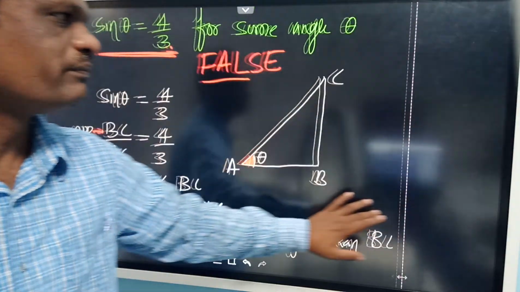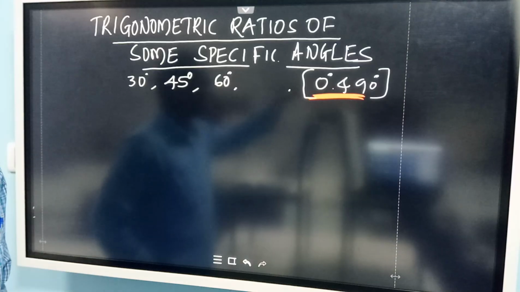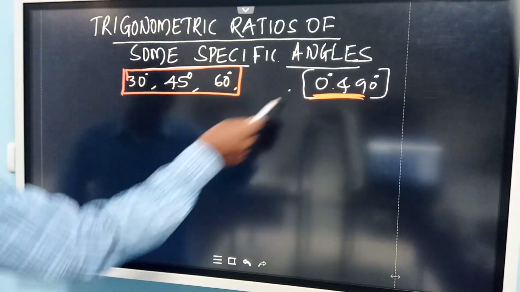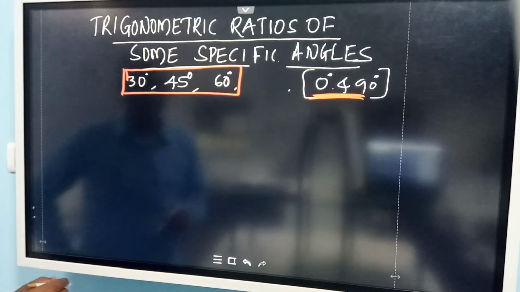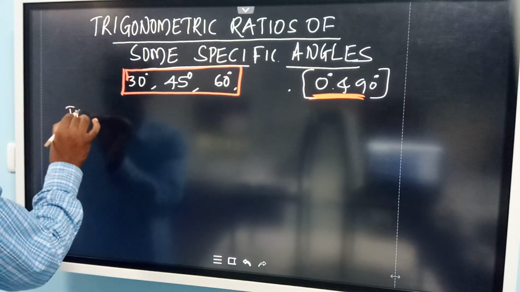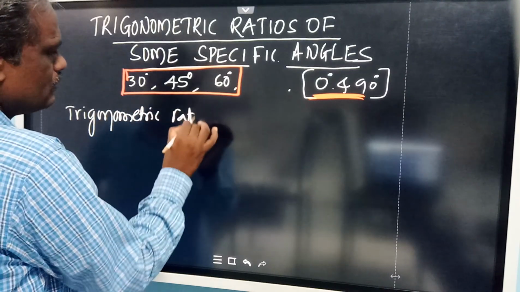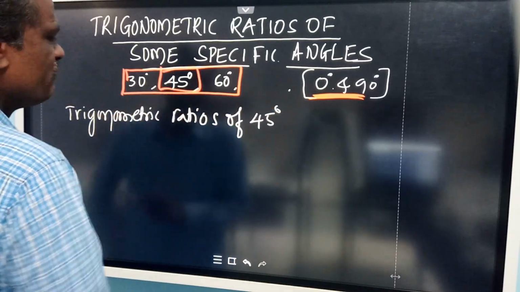Now after this, let us go to another very important topic, trigonometric ratios of some specific angles. As I said, we are going to learn only these 3 angles, and it is removed from the syllabus now. We can discuss that also now. First let us take the trigonometric ratios of 45 degree angle. We will take 45 degree first.